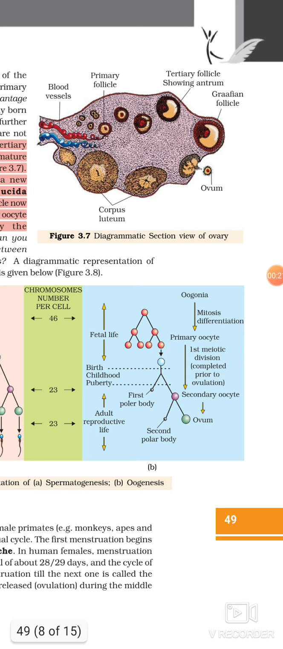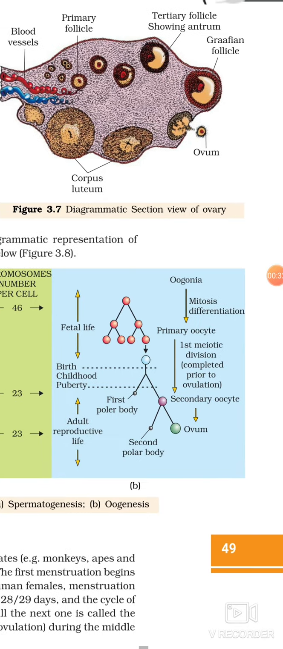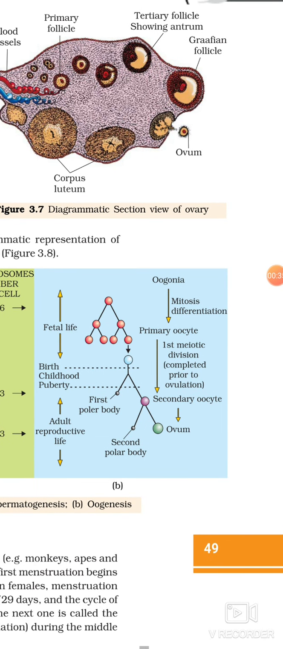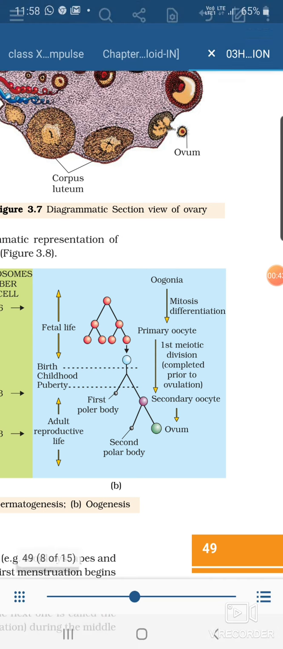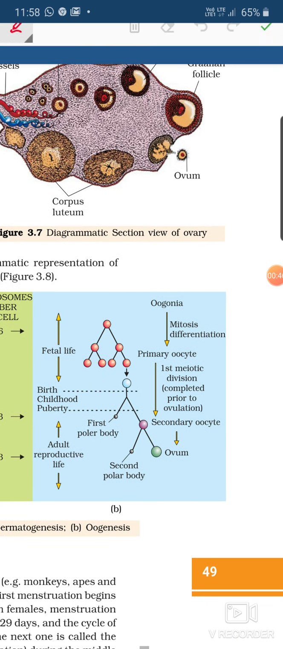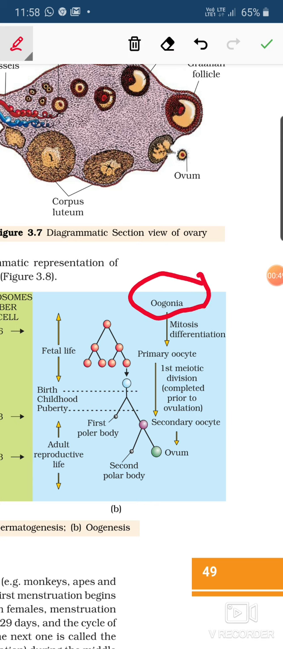In human females, the process of oogenesis starts even before the birth of the girl child, that is, when the girl child is in the womb of the mother. So how does the process take place? During embryonic development, in the ovary of the girl embryo, the mother cells are present. We call them oogonia. Many millions of oogonia are present in the ovaries of the fetal girl. These oogonia undergo mitosis, differentiate, and form the primary oocyte.